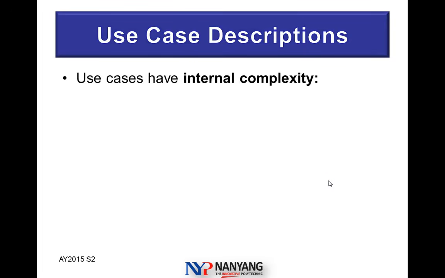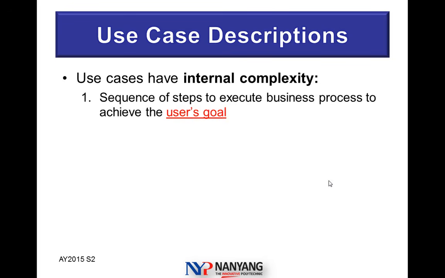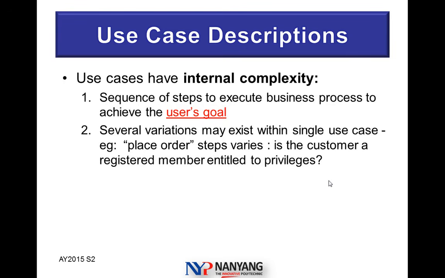Use cases have internal complexity. So what is this complexity? The sequence of steps to execute a business process to achieve the user's goal. There might be several variations within a single use case. For example, when you place an order, the steps might vary: is the customer a registered member who is entitled to privileges? If that is the case, how would you handle this particular situation?